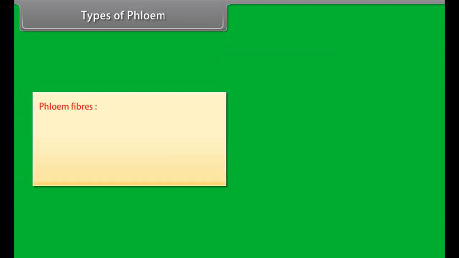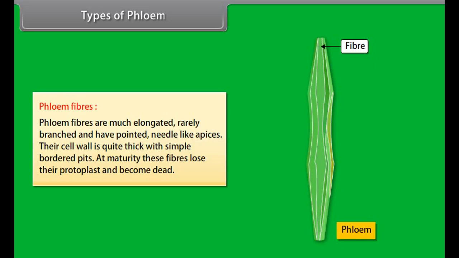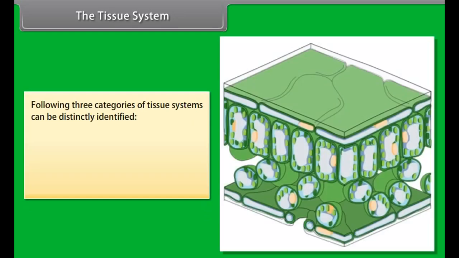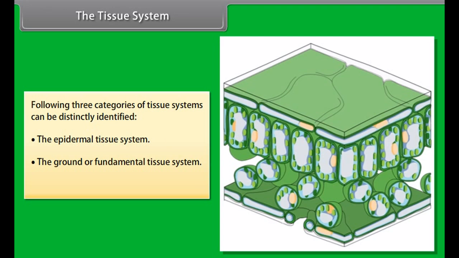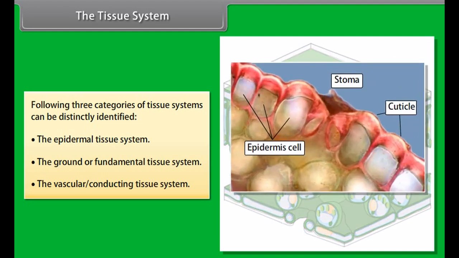Phloem fibers. Phloem fibers are much elongated, rarely branched, and have pointed, needle-like apices. Their cell wall is quite thick with simple bordered pits. At maturity, these fibers lose their protoplast and become dead. The tissue system. The following three categories of tissue system can be distinctly identified: the epidermal tissue system, the ground or fundamental tissue system, the vascular conducting tissue system.